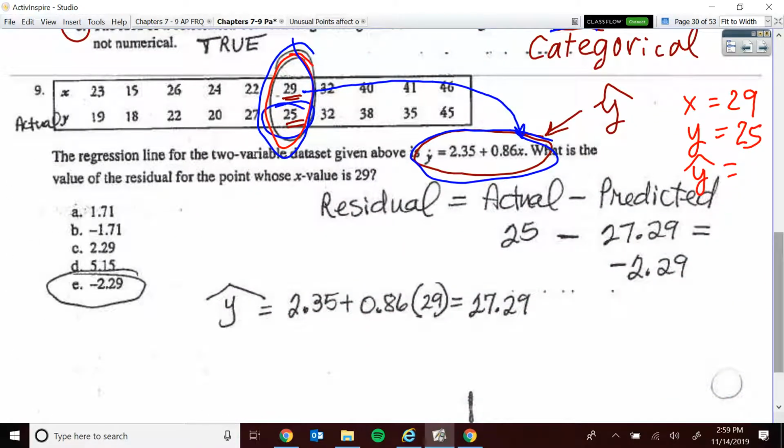All right, look at number 9. This is just like what I showed you on, I think, problem 4 on the previous page. The key here is recognizing that this is actual data. So then you know to plug in this actual X to get the predicted Y, and then you can compute to get your residual, which is -2.29.